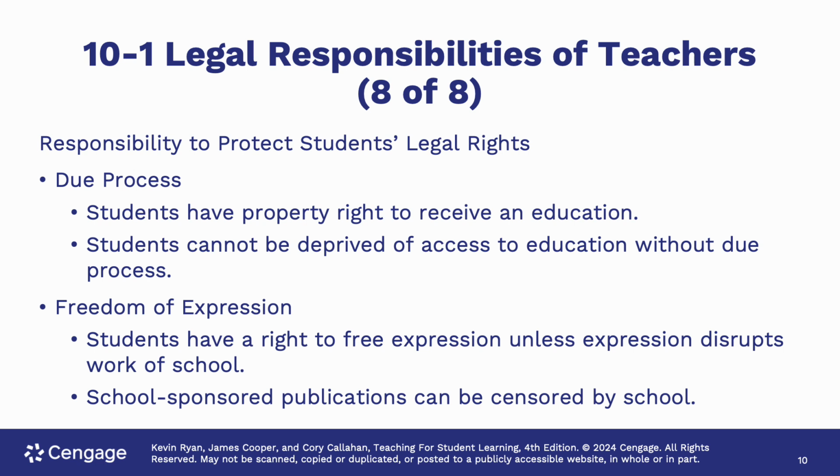You have a responsibility to protect students' legal rights, including due process. Students have property rights. Students have a right to receive an education. They cannot be deprived of access to education without due process. Freedom of expression: students have a right to free expression unless expression disrupts the work of school. School-sponsored publications can be censored by the school.